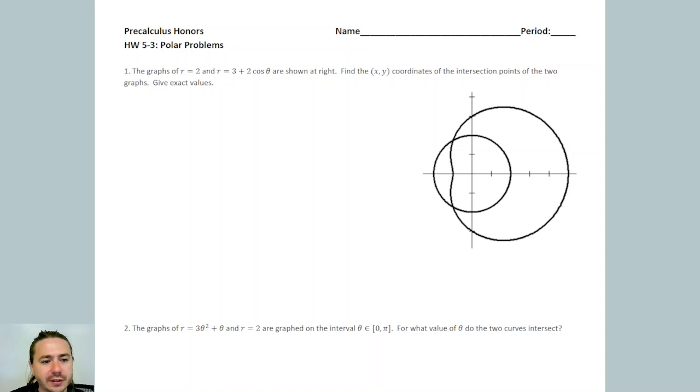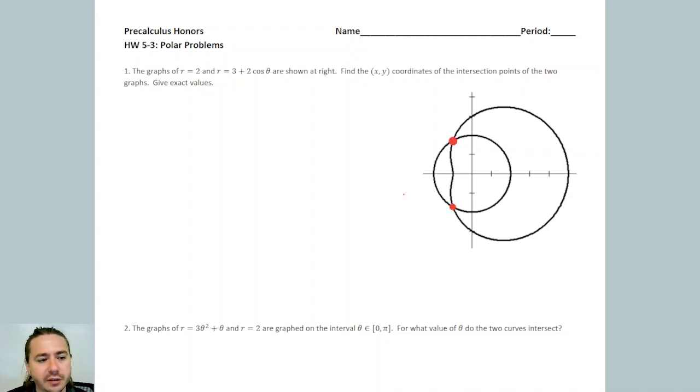So this first one says the graphs of r equals 2, which is this circle right here, and r equals 3 plus 2 cosine theta are shown at the right. Okay, so this lima bean looking graph is the 3 plus 2 cosine theta, and we're looking for the x and y coordinates of the intersection points of the two graphs. So we are looking for, let's see here, this point and this point.